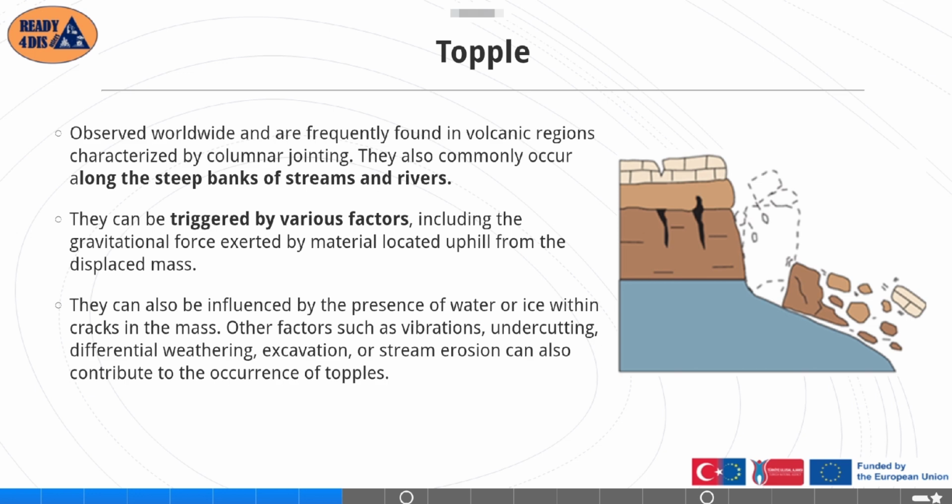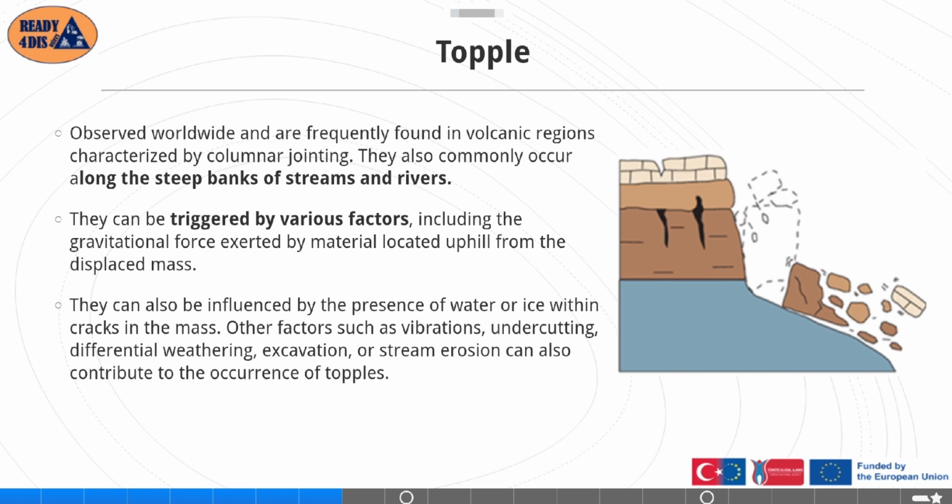Topple. Topple is a specific type of landslide in which a mass rotates forward around an axis and overturns. This type of movement is frequently observed along steep slopes, in volcanic regions, and along riverbanks. Topple events can be triggered by several factors. The gravitational force exerted by material located upslope is the main driver initiating the overturning motion. Water or ice penetrating cracks within the rock mass further weakens the structure and increases the risk of toppling.